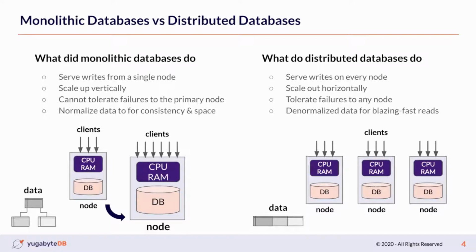Now, in contrast, distributed SQL databases can serve writes across multiple nodes. So they will have multiple nodes in the cluster, which will seamlessly look like one logical database to you. You can scale this cluster out horizontally simply by adding nodes, and they can tolerate failures to any node by redistributing the queries across different nodes and re-replicating the data to different existing live nodes. And finally, you have the option to not just normalize for the purpose of consistency, you can also denormalize data for improving your performance, be it throughput or latency on access.